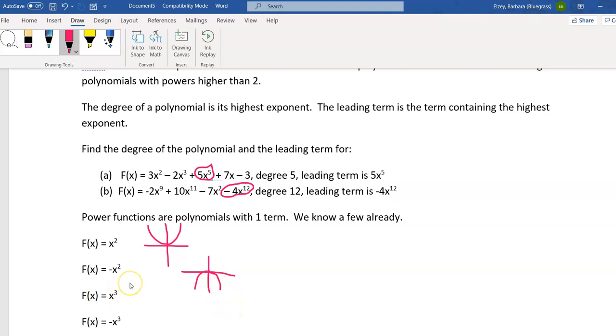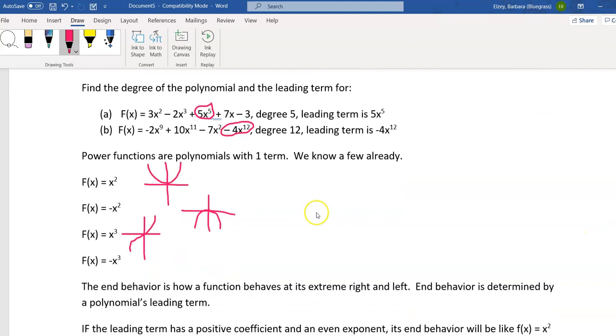Now we also had x to the third as a library function. And recall that was this. And if we put a negative in front of x to the third, again, it's just going to flip it over. So it would turn that upside down and make it look like this.